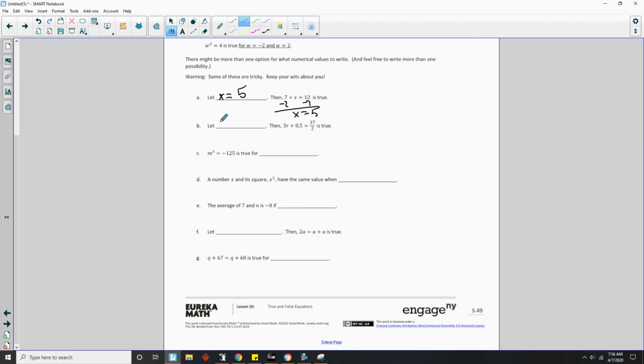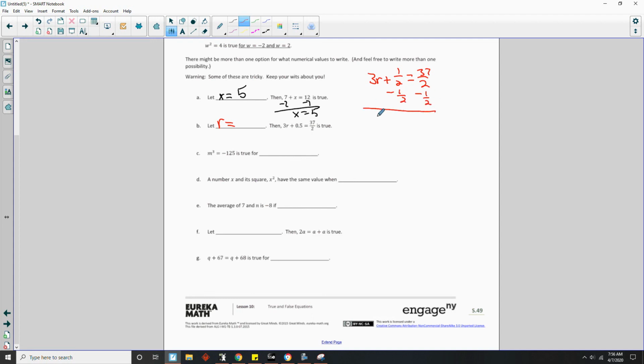Let r equal, then 3r plus 0.5 equals 37 halves is true. So let's bring this over here. 3r plus, I don't want a decimal, I want a fraction, so I'll change this to 1 half, equals 37 over 2. So in order to get rid of this and solve for r, I subtract a half from both sides.